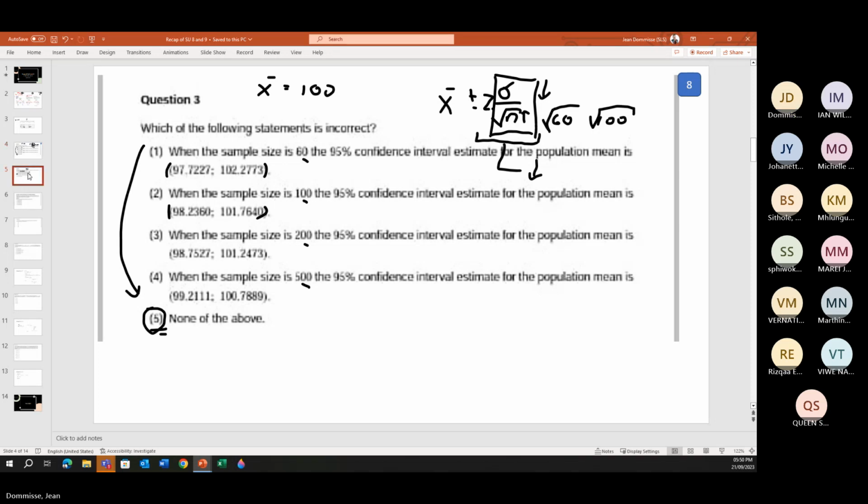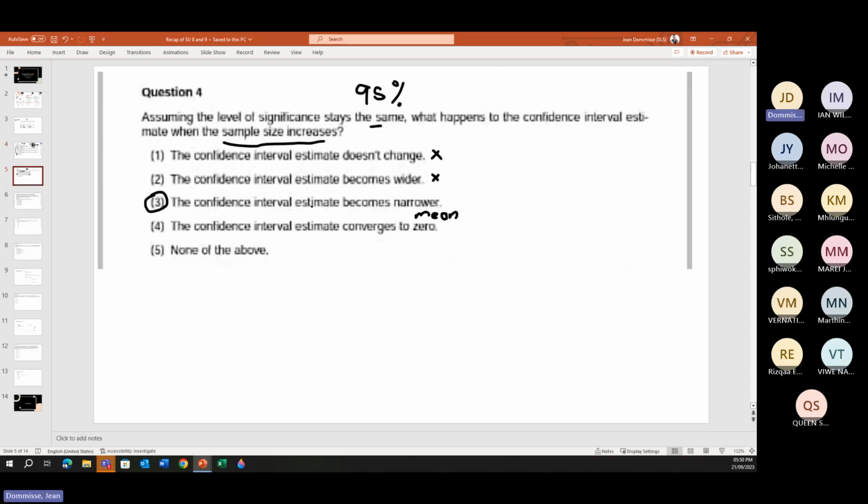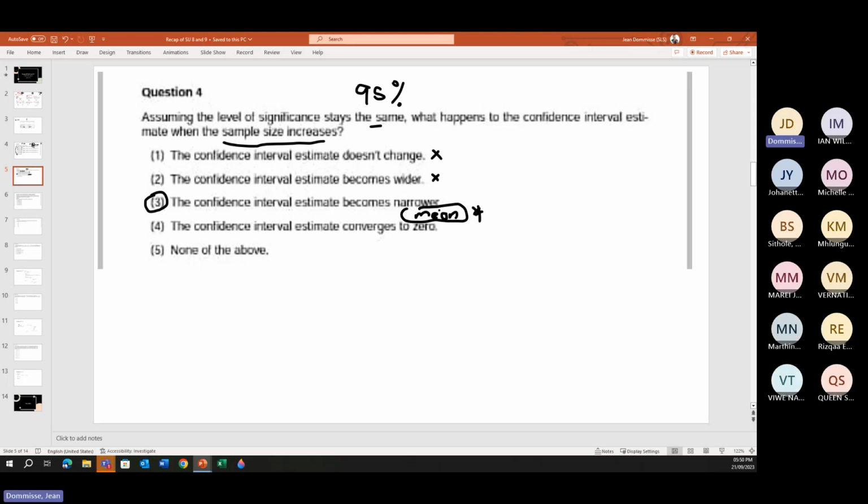Okay, so what happens is that the confidence interval estimate becomes narrower, but the other thing that is important as well is that you converge closer to the mean, not to 0, but to the mean. So that is just an add-on, if you guys might get something like that ever in one of the papers.